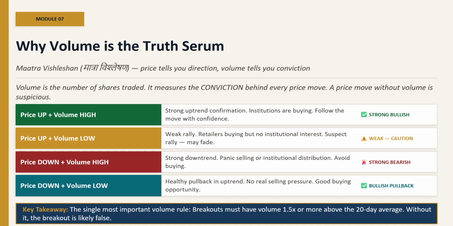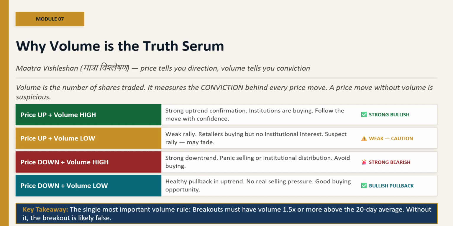Price down plus volume high: strong downtrend. Panic selling or institutional distribution. Do not buy the dip here. The selling is real and may continue. Price down plus volume low: healthy pullback within an uptrend. No real selling pressure. This is the gift. The market is pulling back on low conviction, giving you a chance to buy cheaper. This is the pullback and buy setup.